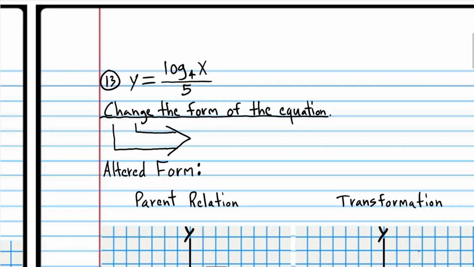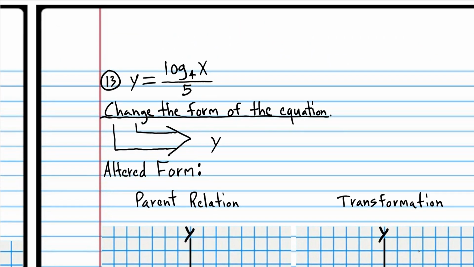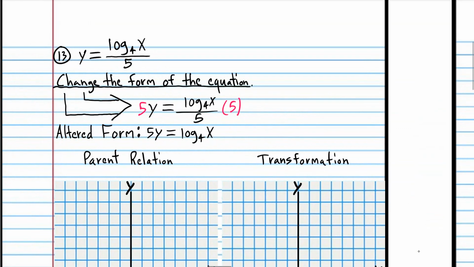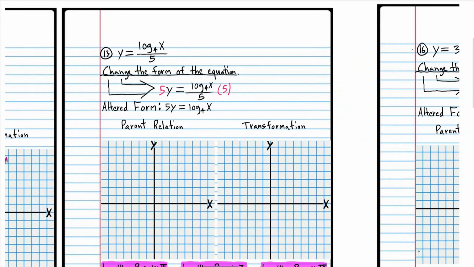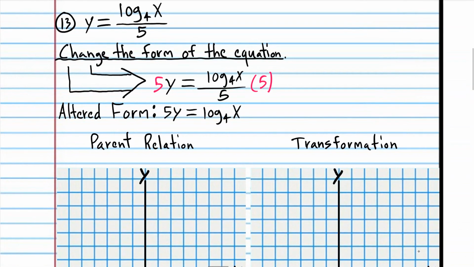All right, we're back. So we're going to rewrite that equation, and then we're going to multiply both sides of the equation by 5, and we get 5y is equal to log base 4 of x. And now we know how to use the transformation properties to graph that equation.